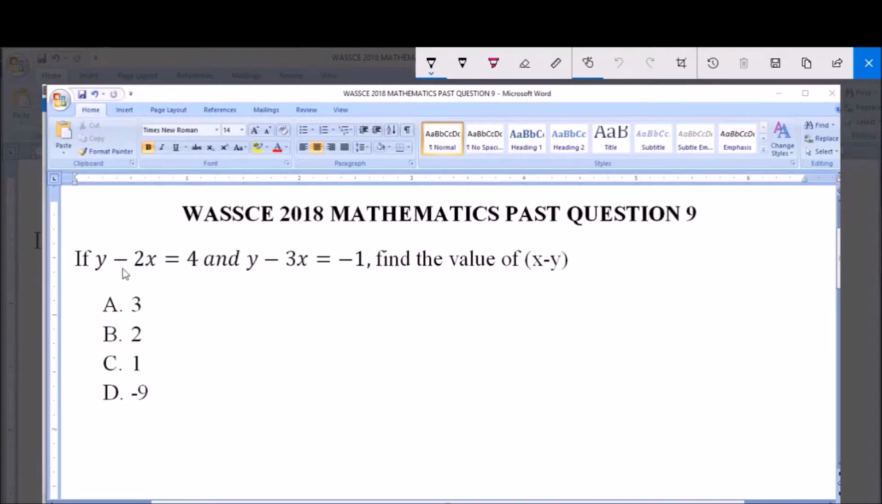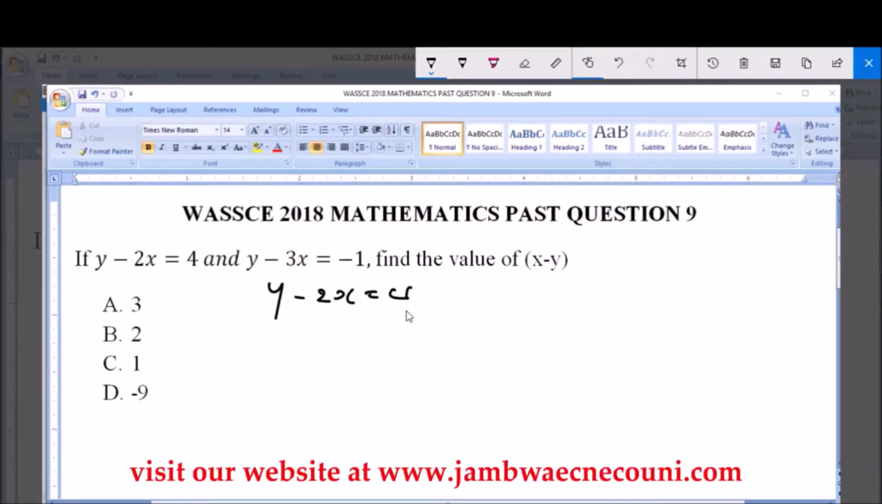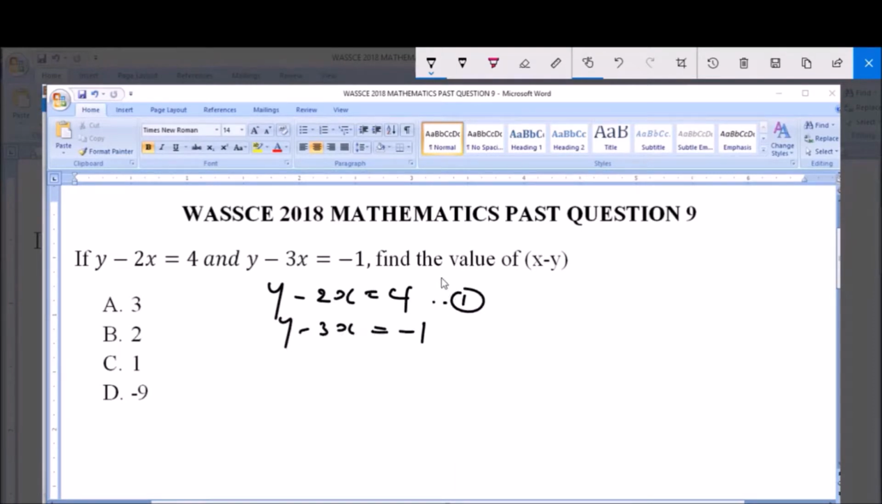Now we're given two equations here, so we have to solve these equations simultaneously. The first equation is y minus 2x is equal to 4, and the second one is y minus 3x is equal to minus 1. Let's call this 2. From equation 1, I can say that y is equal to 4 plus 2x. Let's call this equation 3.